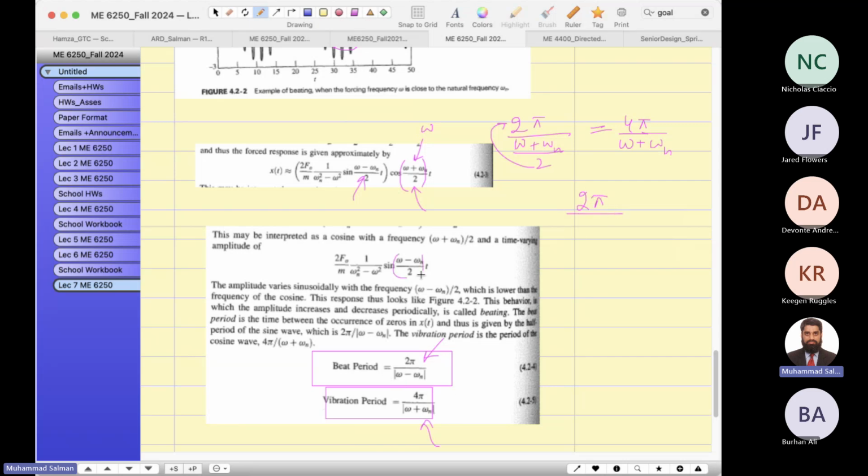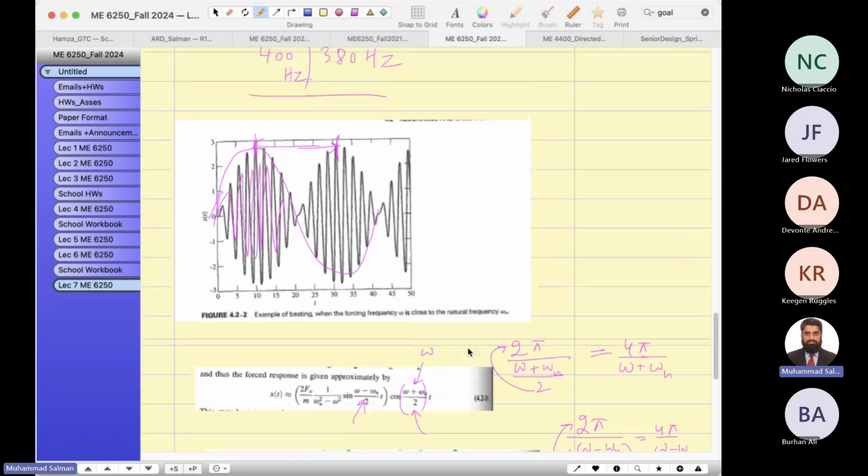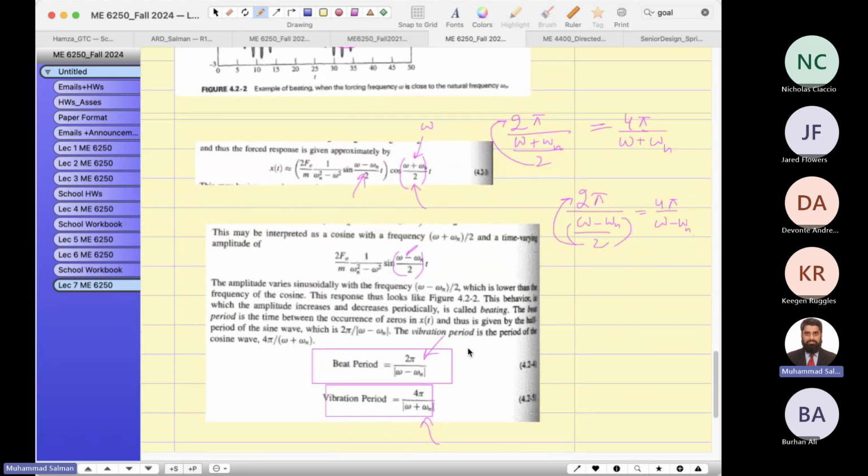And for this one it is the same thing, but I'll tell you why. The period is, imagine this is omega, omega minus omega n over 2. This goes to 4 pi over omega minus omega n. But you see, beating happens twice in one cycle of the sine, so the period is half. I would say this is 2. So that's why we have 2 pi over this frequency period.